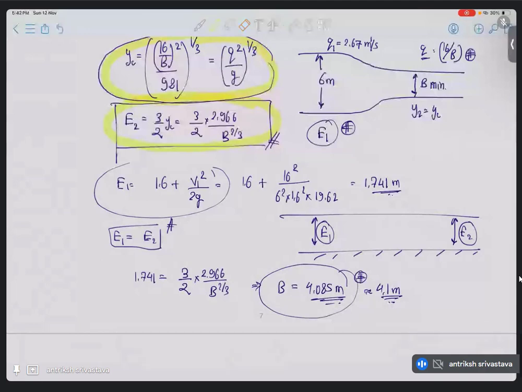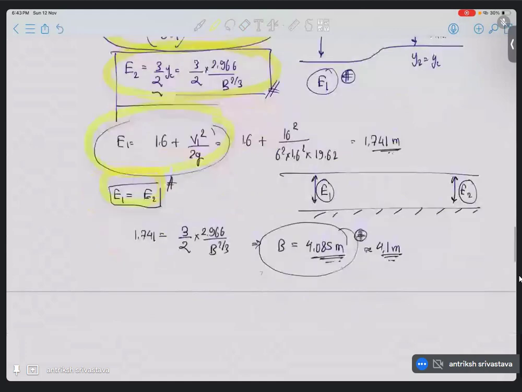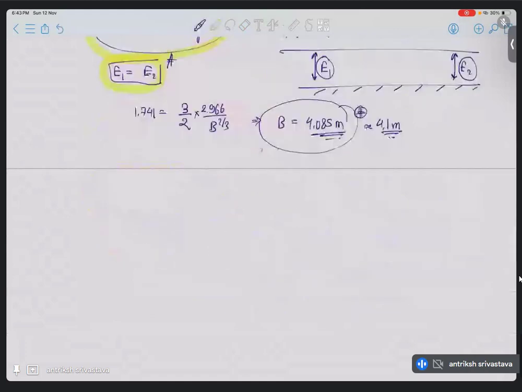So we calculate E1 and equate E1 to E2 and get the value of B minimum. Okay, good, great. Let's look at one scenario when we have B2 less than B minimum. So B2 less than 4.1 meter. To be safe, let's take B2 as 3 meters. Now let's solve this question.